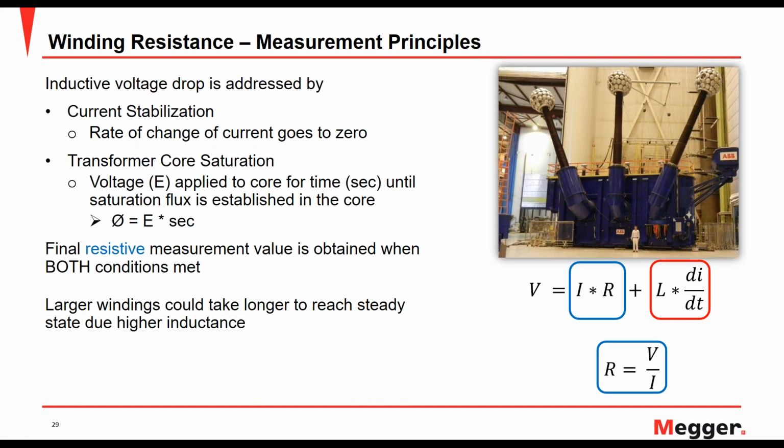Now, in order to saturate the transformer core, voltage has to be applied. And the flux that's needed to saturate the transformer core can be defined in the equation you see here. The flux phi is equal to the voltage times the seconds. So it depends on the voltage that's applied to the transformer core and also the time for which that voltage is applied. So we have to make sure that our test setup is such that the transformer core is driven into saturation. Once these 2 conditions are met, the final reading is a resistive measurement, and that's how you can determine the resistance of your transformer winding.